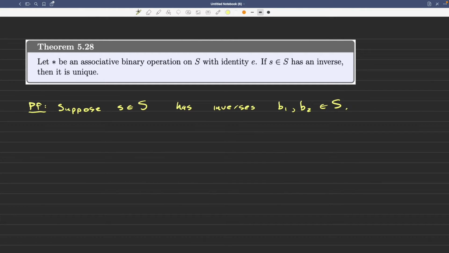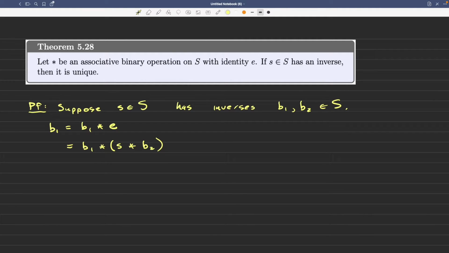All right, so check this out. This is kind of cool. So b1, because I have an identity, I could say, well, b1 is equal to b1 star e. If I star any element with e, I just get back that same element. But this I can write as b1 star s star b2, because b2 is an inverse of s. When I star b2 with s, I get the identity. I'm just replacing e with a different form of e, right?